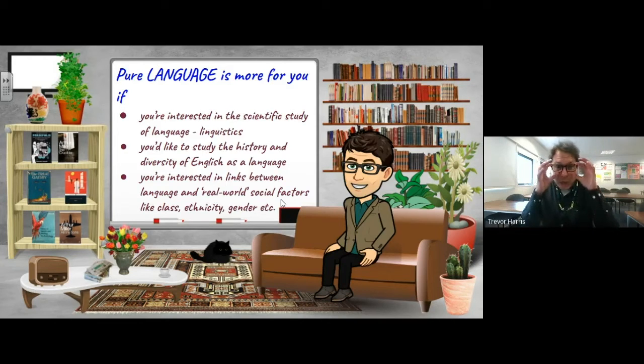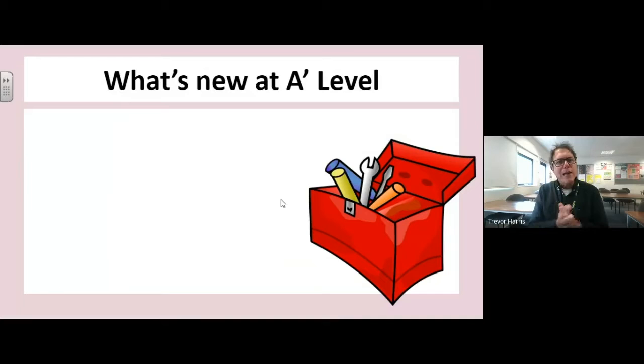Now, the reason I'm showing you these slides is not to put you off doing Langlit, but to explain maybe some of the differences between lit, Langlit, and language by itself, and just give you an idea if you're undecided. So, what's new at A level? If you study A level English, language, and literature, what will be new?